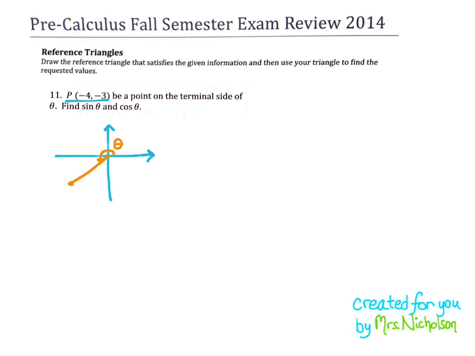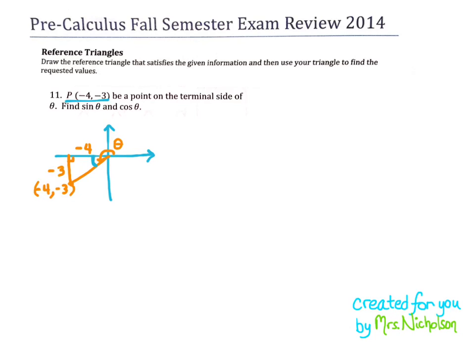Now I want to draw a reference triangle. The reference triangle is always going to be drawn to the x-axis because it contains the reference angle. And the reference angle is always that little angle between the terminal side and the x-axis, which would be right here. So I have this reference triangle. It is a right triangle. Coordinates of this point are (-4, -3), and so my x-coordinate is -4. That means that the horizontal side of my triangle has a length of 4 in the negative direction. And the vertical side of the triangle has a length of 3, also in the negative direction.